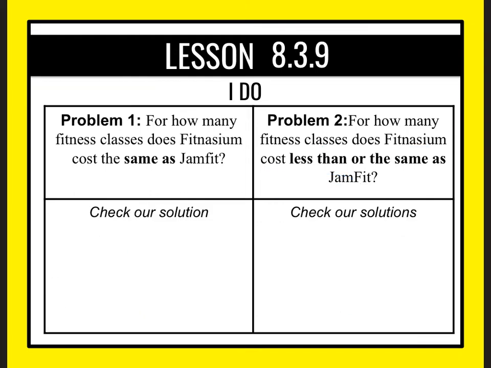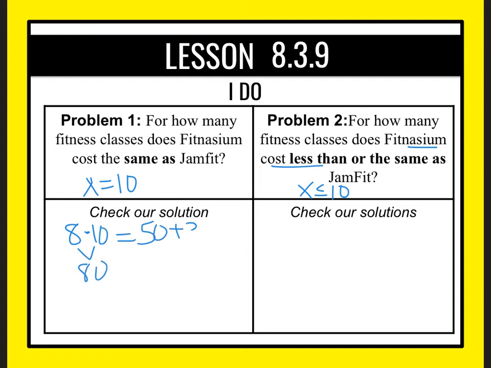I want to check that solution. This says x is equal to 10. Here is x less than or equal to 10, for Fitnasium to cost less. I already checked this solution where I multiplied 8 times 10 and got 80. My expression was 50 plus 3 times x, and with 10 classes and 10 classes, I know that's going to equal 80 on both sides. Now let's check one of our solutions.